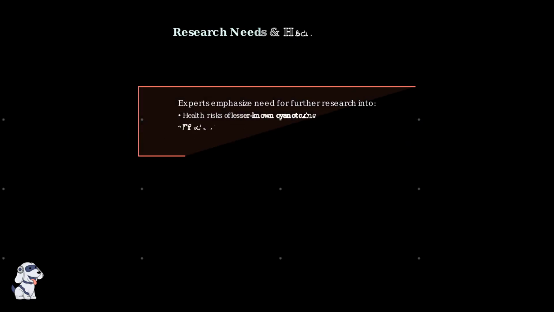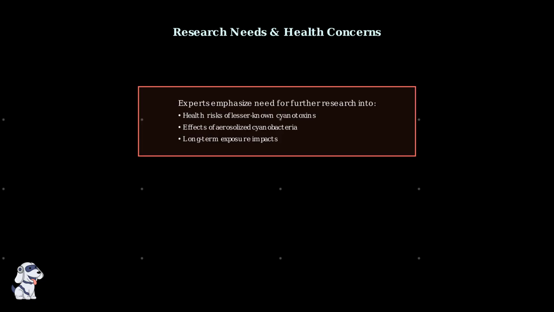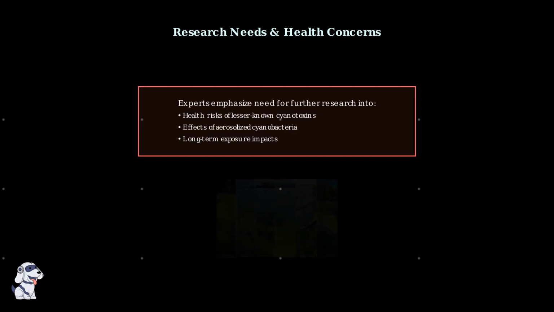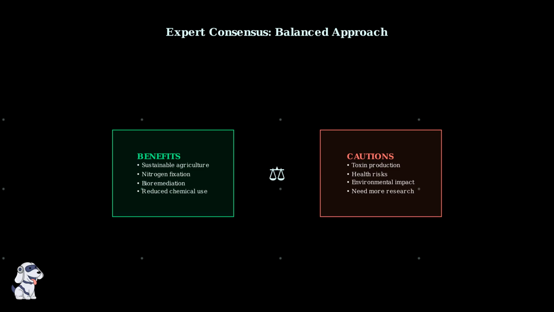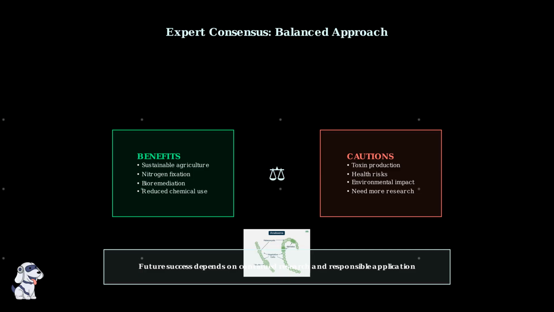However, experts also emphasize caution. There's an urgent need for more research into the health risks associated with cyanotoxins that some Anabaena species produce. Harmful algal blooms like these can produce dangerous toxins, making it crucial to understand both the benefits and risks of Anabaena. The scientific consensus is clear. Anabaena holds tremendous promise for sustainable agriculture and environmental solutions, but this potential must be balanced with careful research into safety and environmental impacts. As research continues, experts remain optimistic about Anabaena's role in addressing global challenges like food security and environmental sustainability, while maintaining vigilance about potential risks.